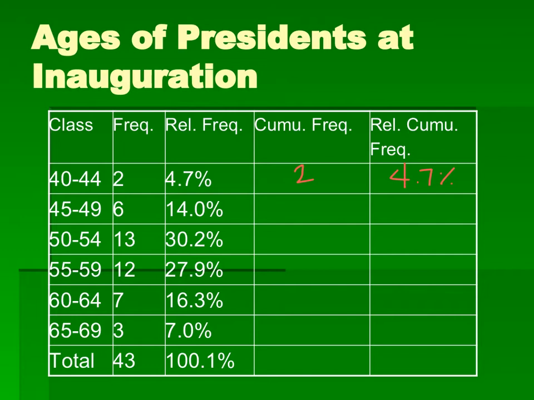What changes in the next row, however, is we want to look not just at this 6, but all of the values previous to that. So we have 6 values, or 6 people who were inaugurated between the ages of 45 and 49, and we had 2 previously. So this cumulative frequency will be 8, and we'll do the same thing with the percentages. This would be 18.7. So you want to continue to do a running total. You should end up with 100%, a little bit of round off error, and 43 at the end. So go ahead, pause the video, and complete that.